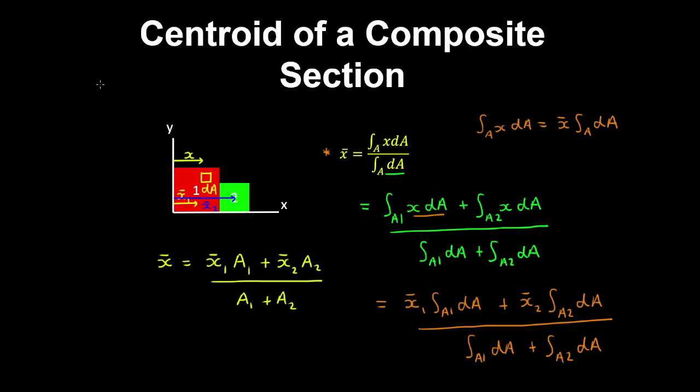And in general, this centroid can be written as follows. So we sum over the centroids of all the areas, multiplied by those areas, divided by the sum of those areas. And similarly, you can have an expression for the centroid of the composite section in the y direction by replacing the centroids of those areas with that in the y direction.